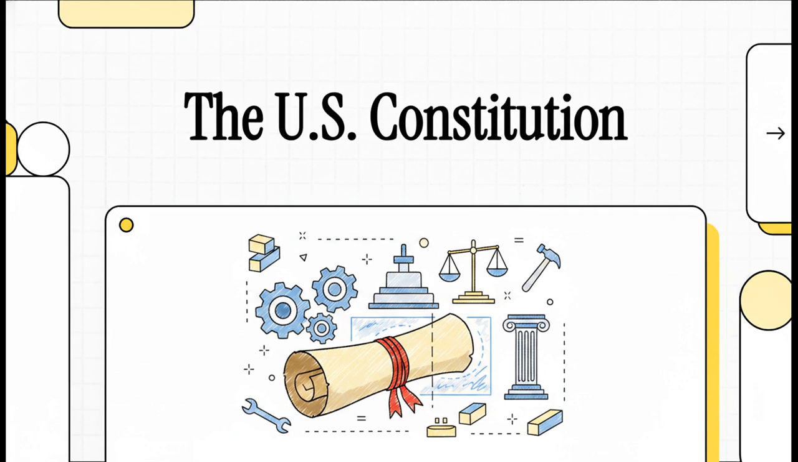Now, we're not just going to look at this document as some dusty old piece of parchment. Nope. We're going to examine it as the ultimate blueprint. It was literally designed to solve some of early America's absolute biggest problems. As we go, we'll be building a labeled model of our government to see exactly how all these moving parts work together. Let's get into it.